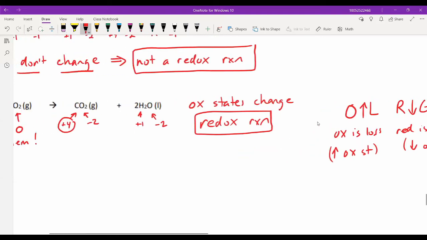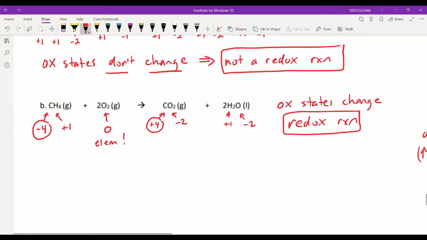So if I use that, let's look at carbon. Carbon is going from -4 to +4. Is that going up or down? That's becoming more positive, it's going up. The kind of weird thing is that we actually say the whole reactant. So CH4 is oxidized, even though it's just the carbon in it. We use the whole reactant.